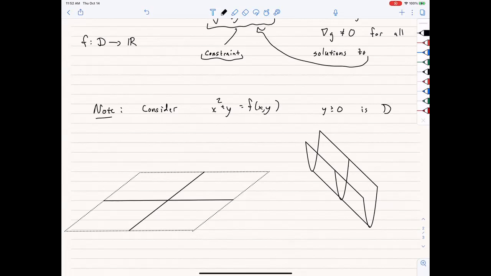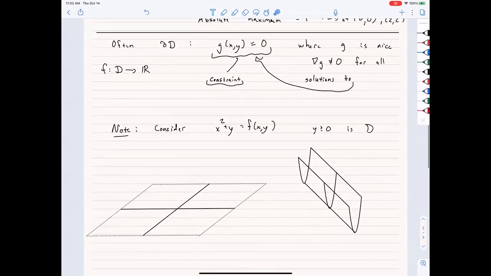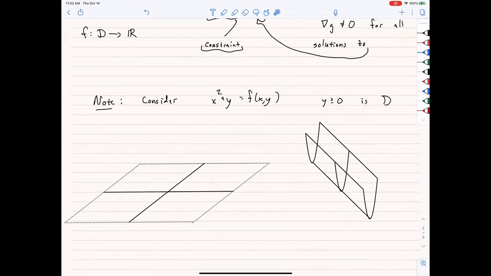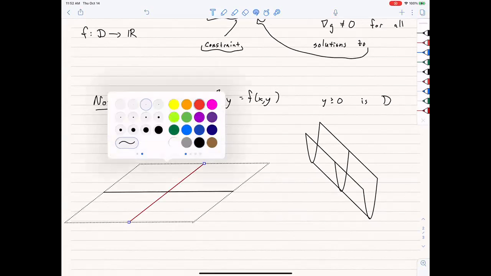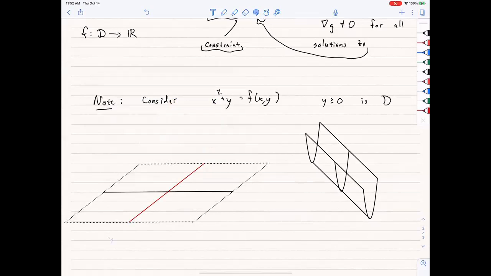So if this is the domain, which is just this region here, then the boundary of the domain will be the x-axis. And it's given by this simple constraint, a very simple constraint, y equals 0. So we can take this, just the function y, to be our constraint.